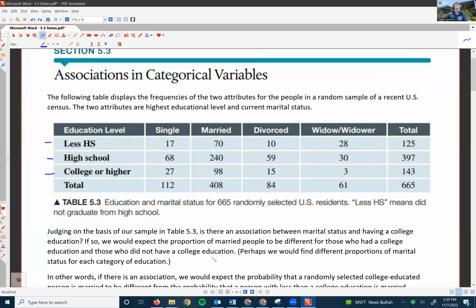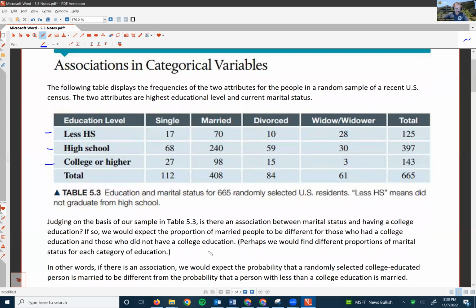Judging on the basis of our sample in table 5.3, is there an association between marital status and having a college education? If there is, we would expect the proportion of married people to be different for those who had a college education and those who did not. So we would look at the married column and we would split these up with those who have a college education and those who do not.